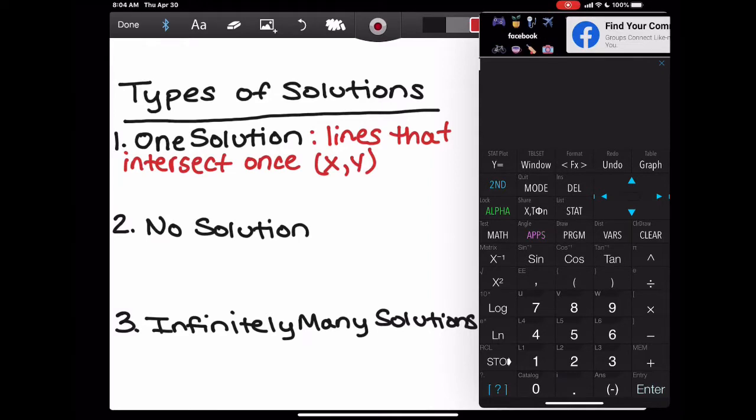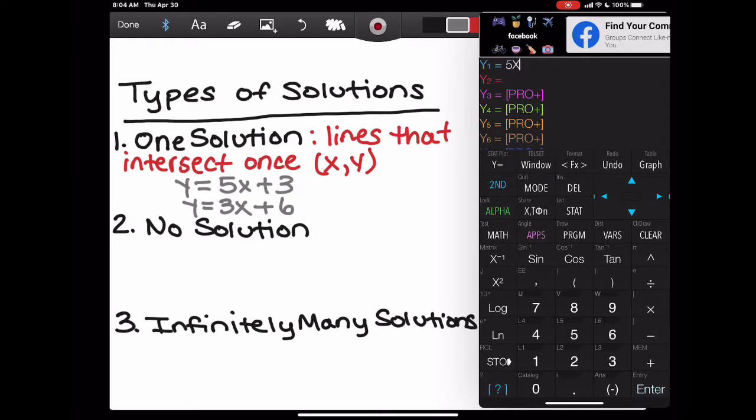So let's say, for instance, I have a system: y equals 5x plus 3, and my other equation in the system, because remember, for it to be a system, it must be at least two equations, y equals 3x plus 6. I'm going to go to my calculator over here. I'm going to go to y equals. I'm going to put my first equation in, 5x plus 3, and then arrow down and put my second equation in, which is 3x plus 6, and I'm going to graph it.